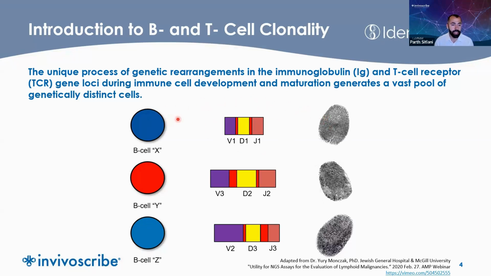The same can be said for B cell Y, where this DNA sequence, with its different V gene, different D gene, different J gene, and difference in length, is a fingerprint directly connecting to B cell Y. And again for B cell Z, we have a different selection of genes and length, and even the mutations and sequences within these rearrangements. Those are now a fingerprint that can be connected back to B cell Z here.